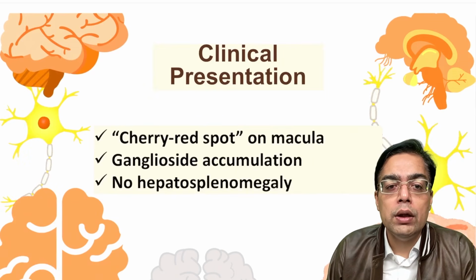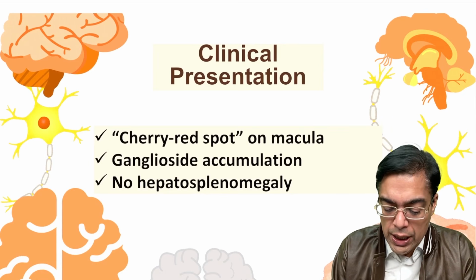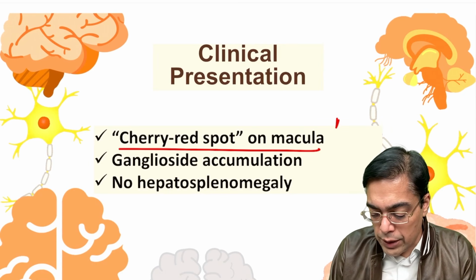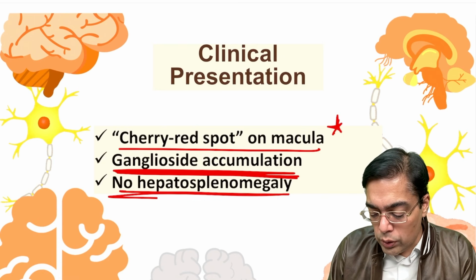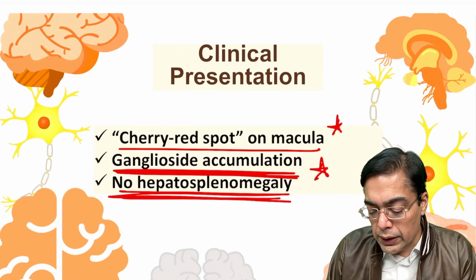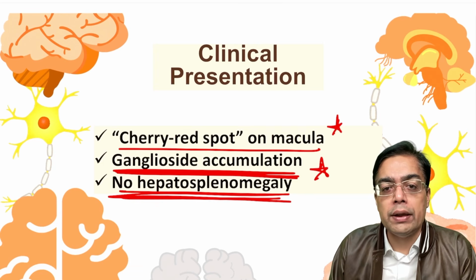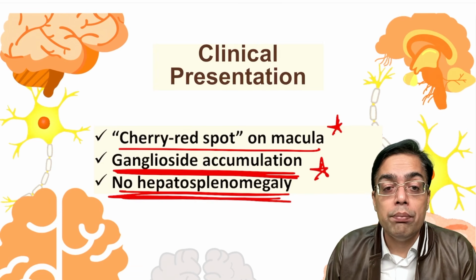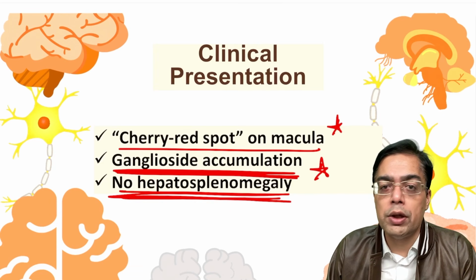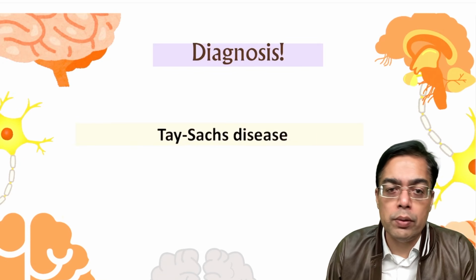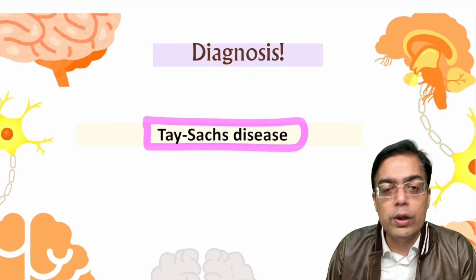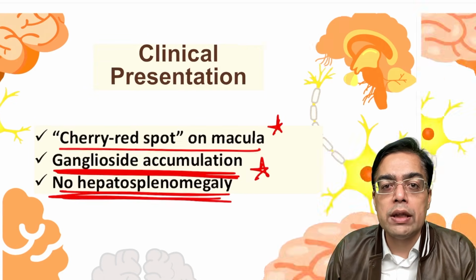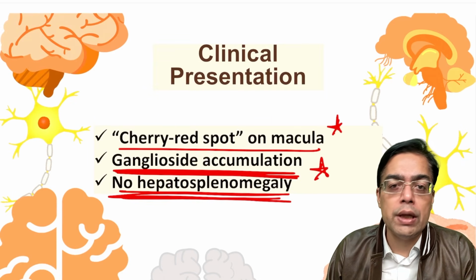Talking about the next one, the child is having a presentation of a cherry red spot on the macula, which can be seen in so many conditions. But the question makes a mention of ganglioside accumulation and there is no hepatosplenomegaly. So when I'm thinking in terms of cherry red spot, I'm talking about and thinking in terms of a lot of differential diagnosis. But if the question makes a mention of ganglioside accumulation and there is no hepatosplenomegaly, my answer becomes very easy. This is Tay-Sachs disease. Why do I say it is Tay-Sachs disease? Because there is no hepatosplenomegaly and there is a ganglioside accumulation.